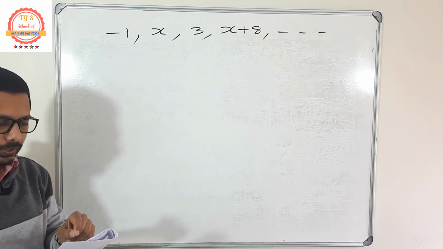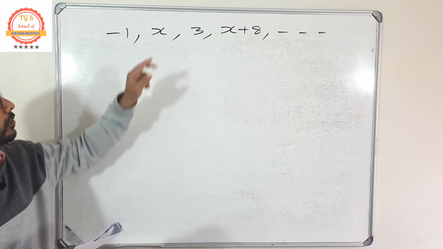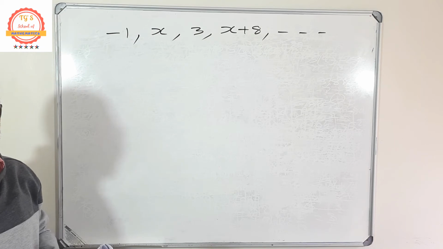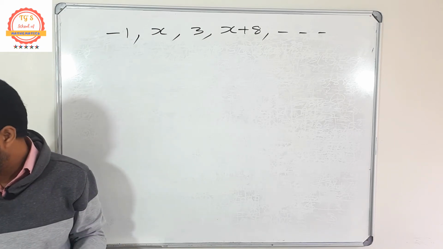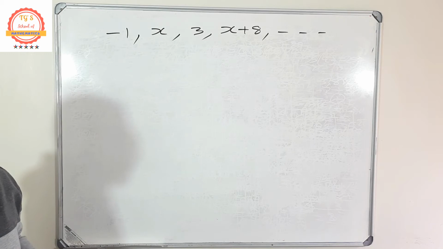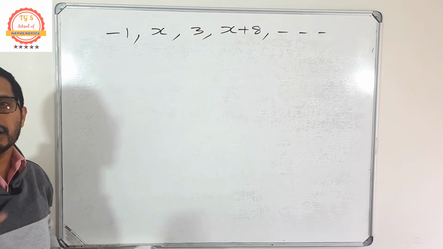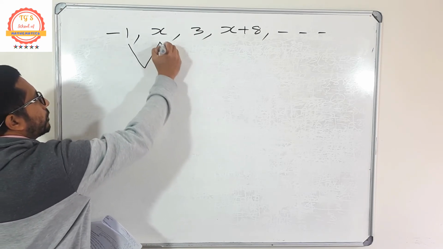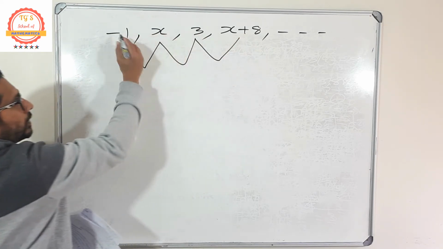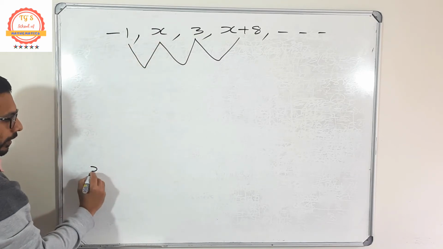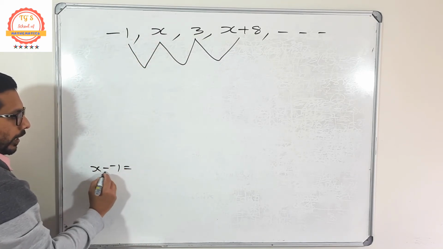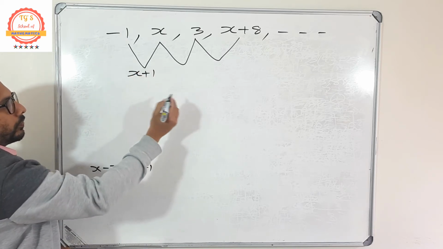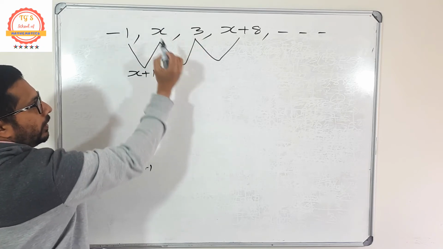Now what is the first question? Calculate the value or values of x. You have to find the value of x. How can you find? You did similar types of questions. You have to find the second difference, and you know that the second differences are the same or equal. So what is the second difference here? x minus minus 1, so x minus minus is plus 1. So here the first difference is x plus 1. Then the next one, 3 minus x.